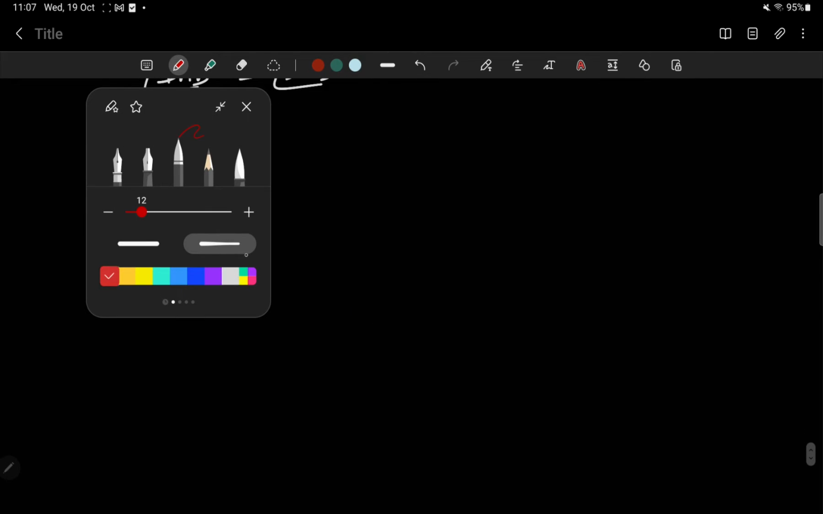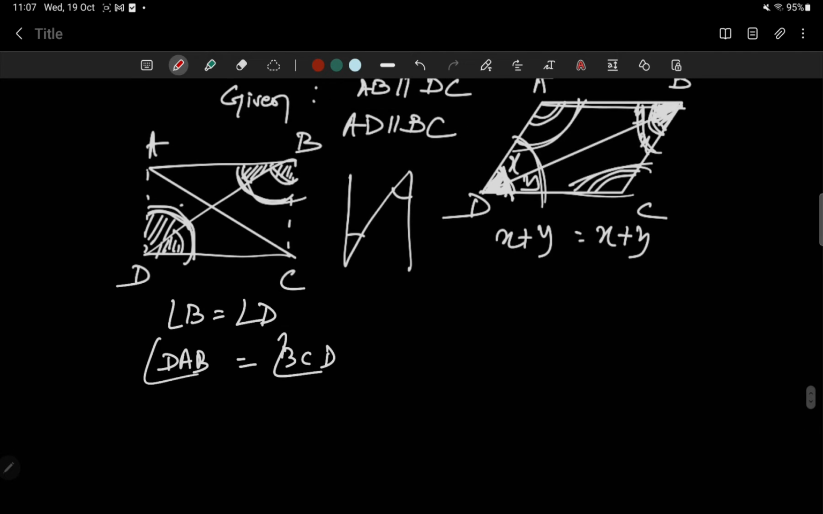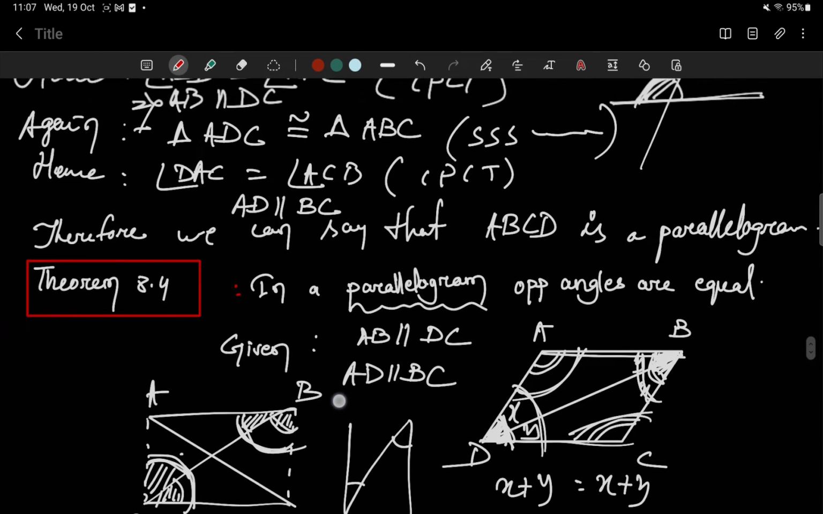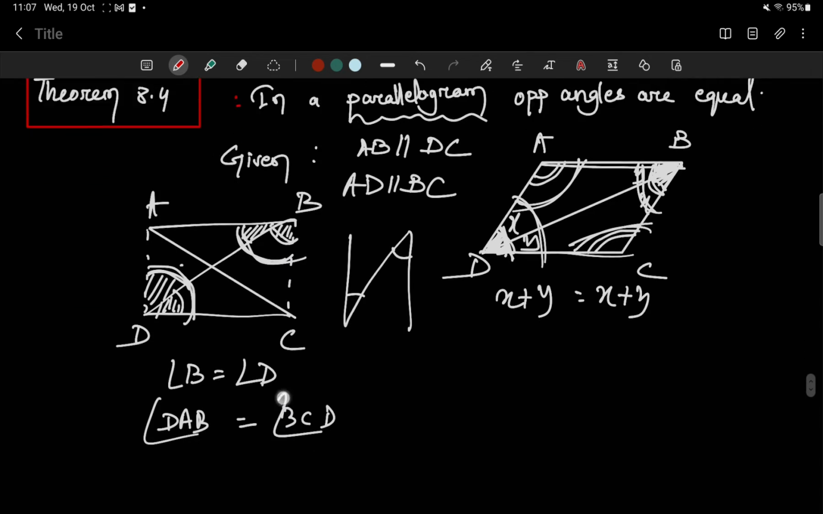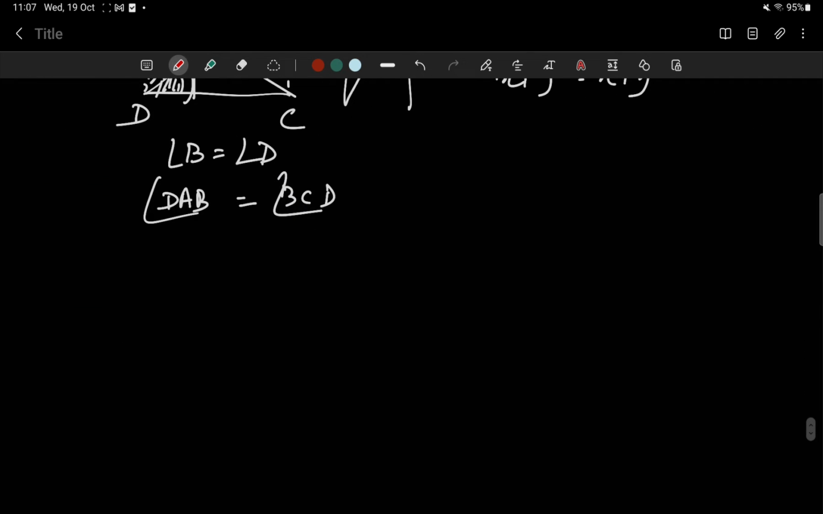Okay, so this is theorem 8.4. Next theorem is this was 8.5, right? Why I have written 8.4? Opposite angles. Oh. So then comes theorem 8.5. I'm just writing like that. Theorem 8.5 is the converse of or reverse theorem of 8.4.